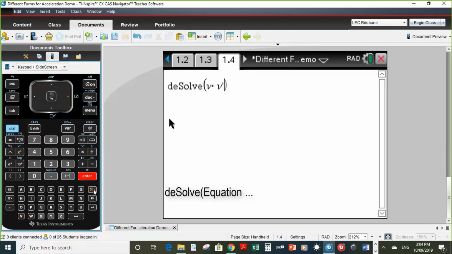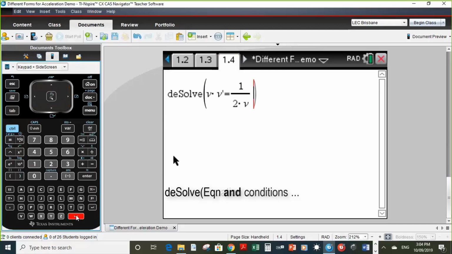Then we press equals, and then our right-hand side is 1 on 2v. So control divided by to access the fraction template, 1 on 2 times v. Bring our cursor back up level now with the equal sign. What we need to do now is we need to add a space, so we press the space bar, type in the word and, and then the space bar again.